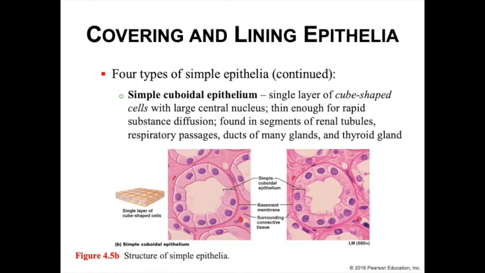Simple cuboidal epithelium, these make nice little vessels or nice little tubes. So a lot of the ducts of our glands, renal tubules, thyroid glands, tend to be made up as simple cuboidal epithelium. Respiratory ducts, also a lot of times simple cuboidal epithelium.